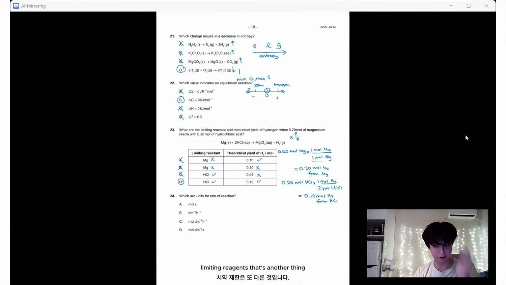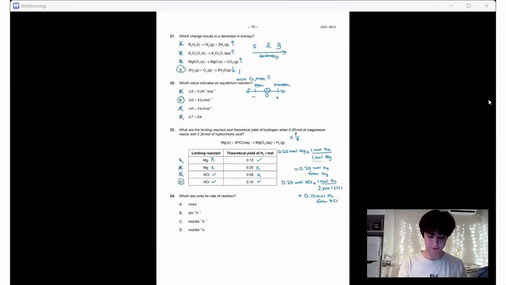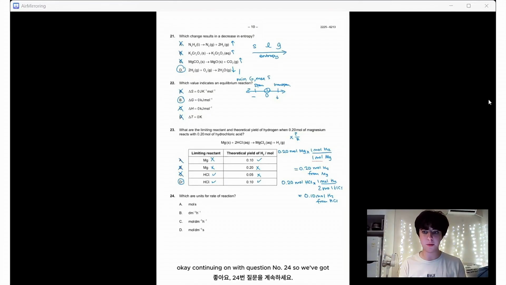Limiting reagents. That's another thing. And if you have not mastered this already, you need to, because it comes up quite a bit, a lot. So master it, please. Okay, continuing on with question number 24.